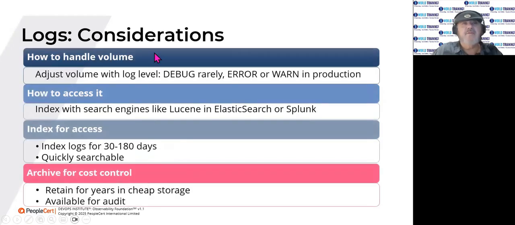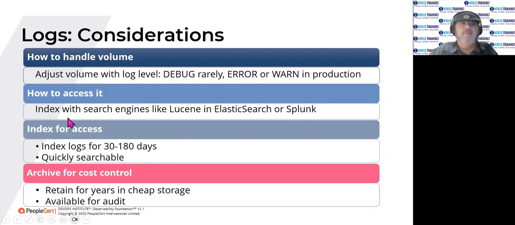There's lots of other considerations regarding logs. When you've got a lot of logs, a lot of volume, you may have to adjust the volume because it can get a little bit noisy. It's the old adage: if you have too much information, it's almost like not having enough. So you can tune the configuration of your logs, maybe debug only, or error or warn only when you're in production, or only in development.